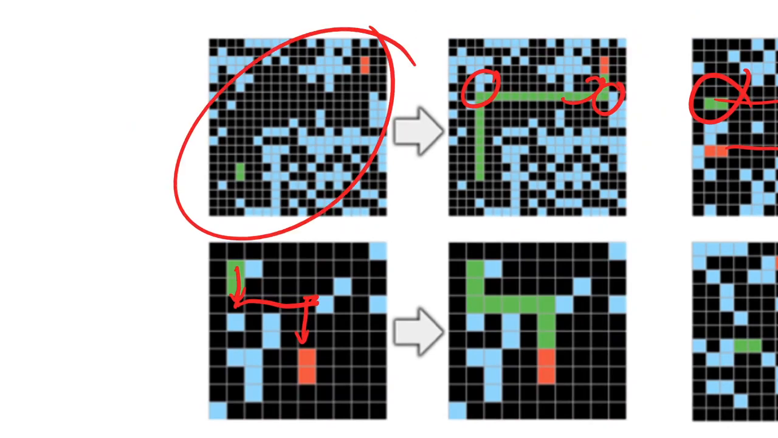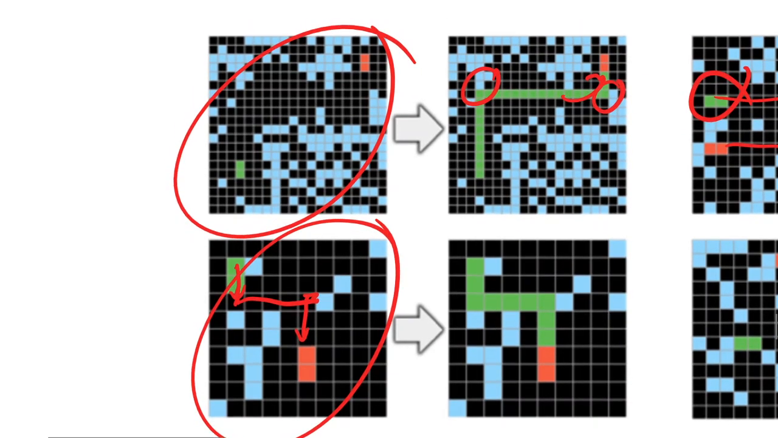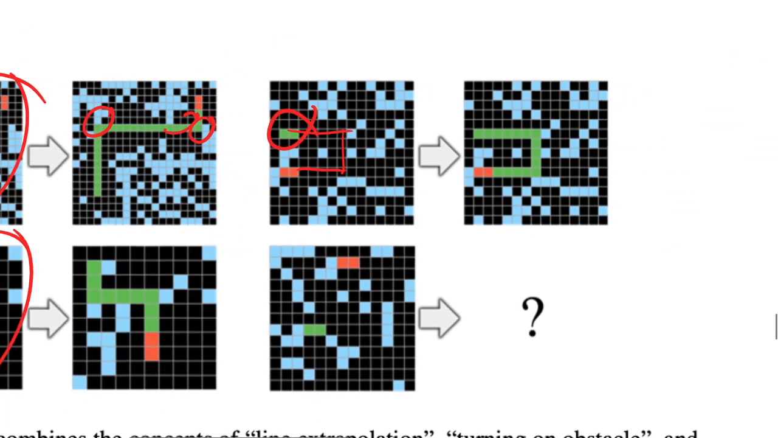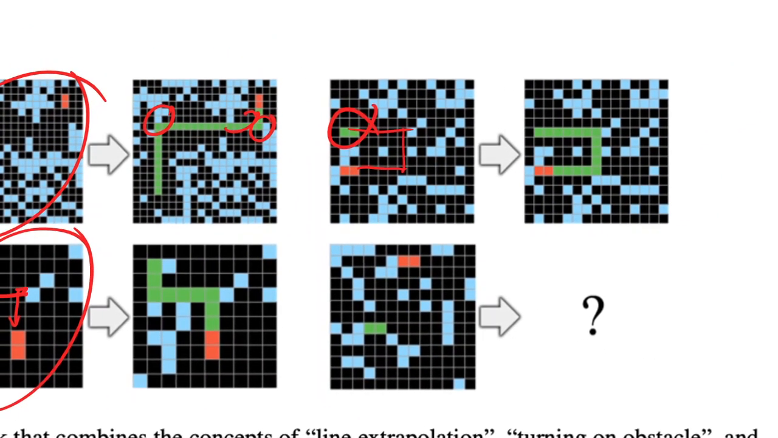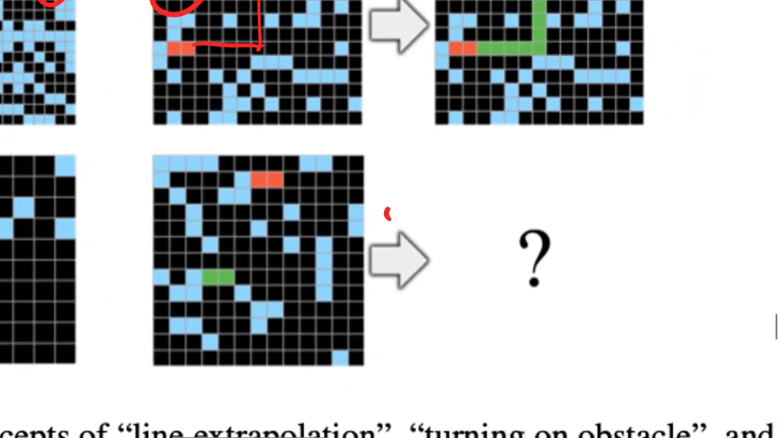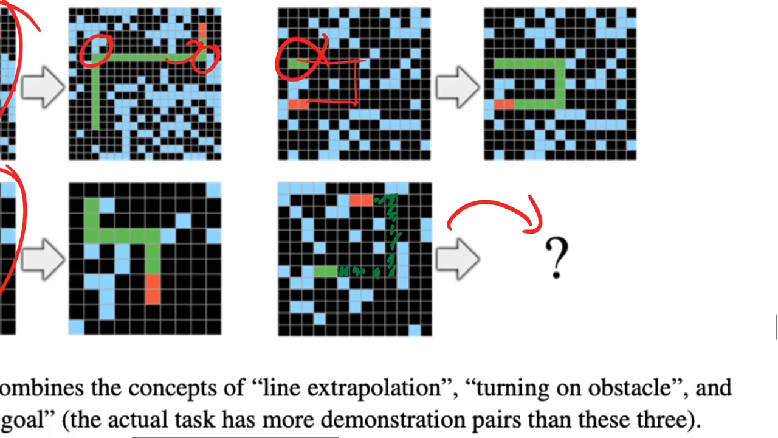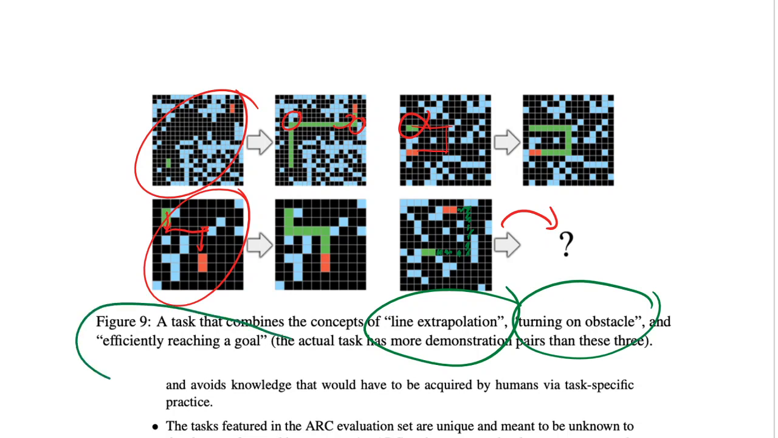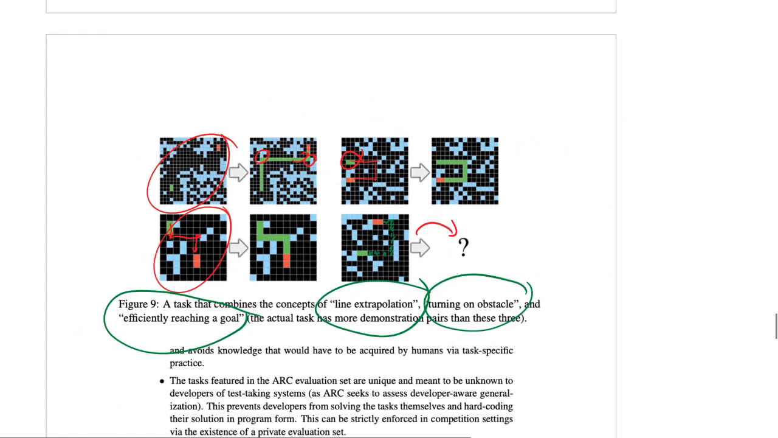Also see that these grids here are not the same size. So it's not always the case that the grids within the same tasks are even the same size. So now here your AI would need to recognize what size of grid it needs to draw and what the result is. So it would need to copy this entire grid and also change these pixels right here to be green pixels. That's hard. I mean, I find this to be pretty hard. This is the line extrapolation and turning on obstacle and efficiently reaching a goal prior. That's crazy.